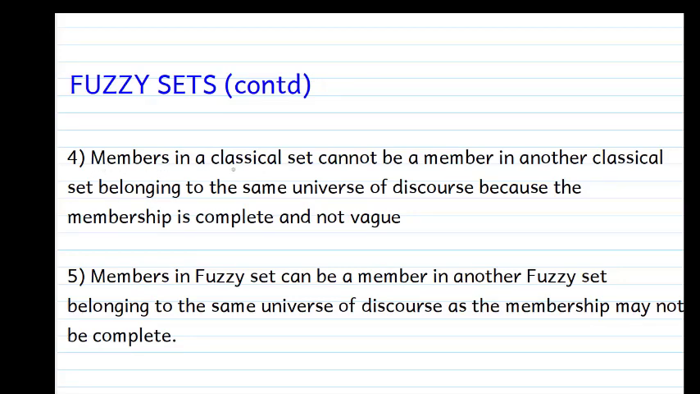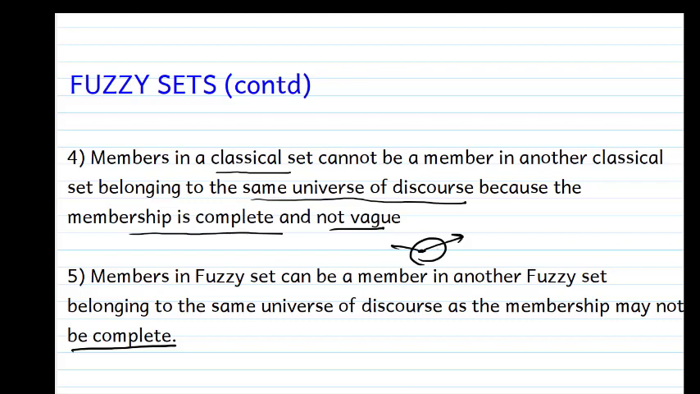Members in a classical set cannot be a member in another classical set belonging to the same universe of discourse, because the membership is complete and not vague. If an element is a member of a particular classical set, it cannot be in any other set belonging to the same universe of discourse. And members in a fuzzy set can be a member in another fuzzy set belonging to the same universe of discourse, as the membership value may not be complete. So it is vague. Therefore a particular element can belong to two fuzzy sets.